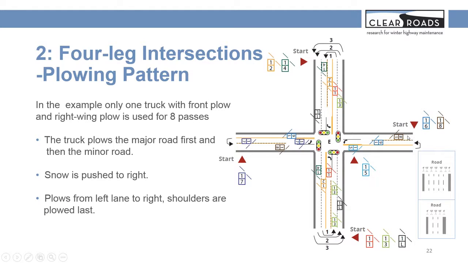So the truck turns around, clears the shoulder and also part of the right lane, and comes around to clear the shoulder and the right lane in the eastbound direction. So that will complete all passes for the 4-leg intersection.